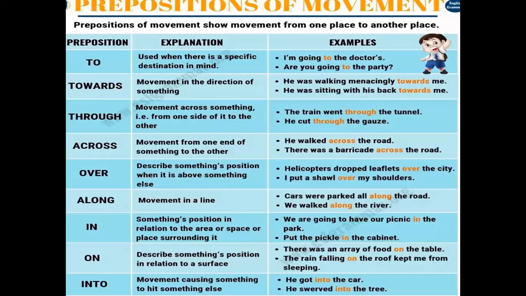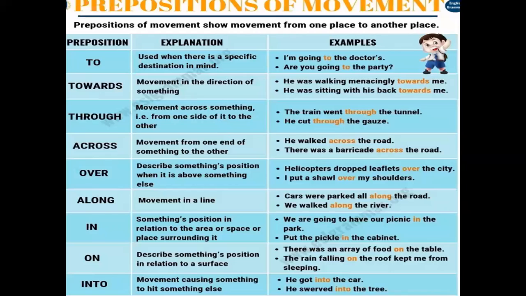Now when we talk about over, over means something's position when it is above something else. One thing is already there and you are covering it with another thing. Like, I put a shawl over my shoulder. So the shoulder is already a place, and then you are putting something, so you are showing a movement here. Now along. Along means movement in a line. Movement in a line means like, we walked along the river. The river is already there and you are walking along with it. So it will be movement in a line.